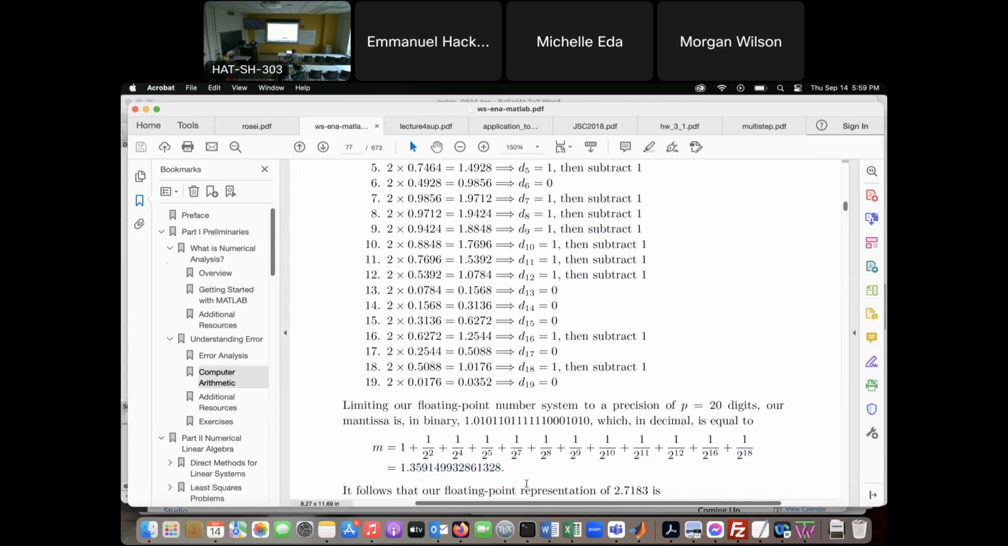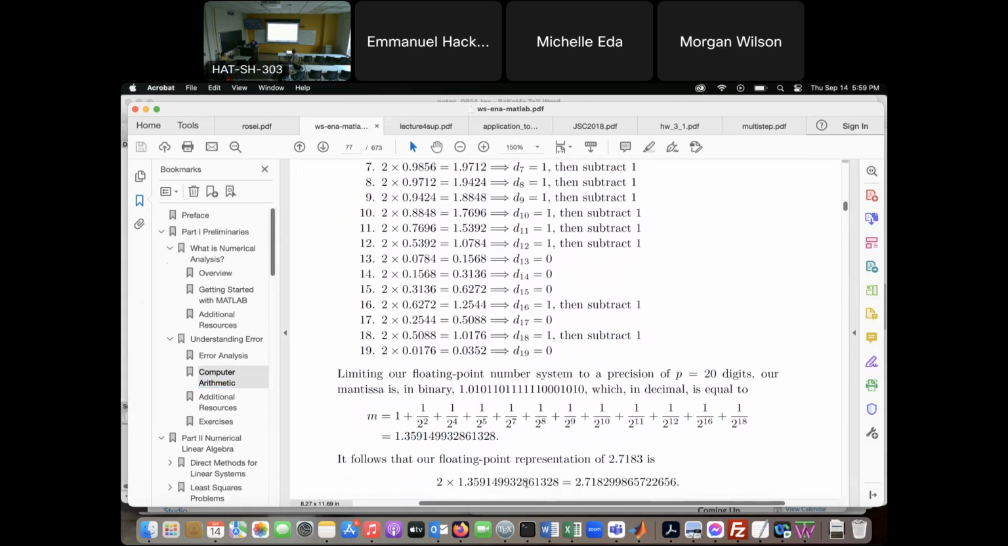gives me this. So my floating point representation of e is, here's my mantissa times base raised to the exponent. The exponent is just 1. And this is the number that I get.